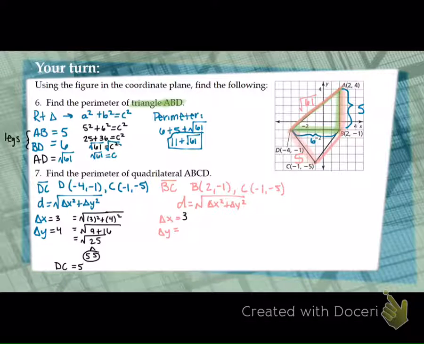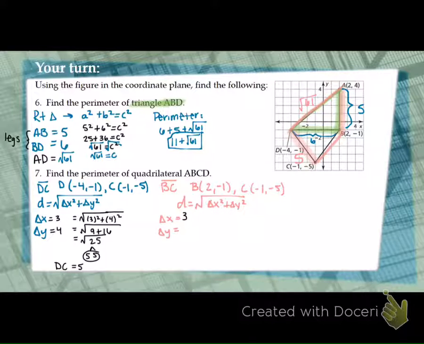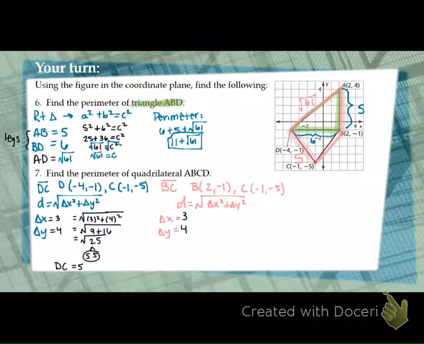And Dylan Daptula, is that how you say your last name? Yeah. Okay. What is the change in Y from -1 to -5? 4. You're on the same side, so you just look at the distance there. So we add them together.